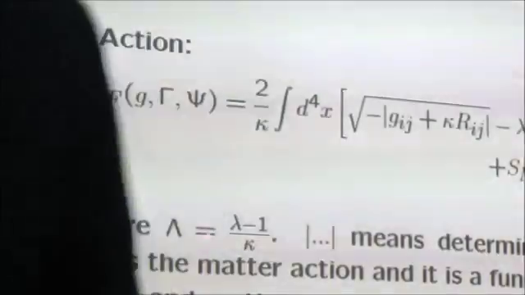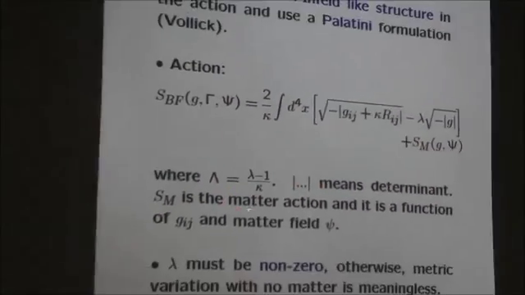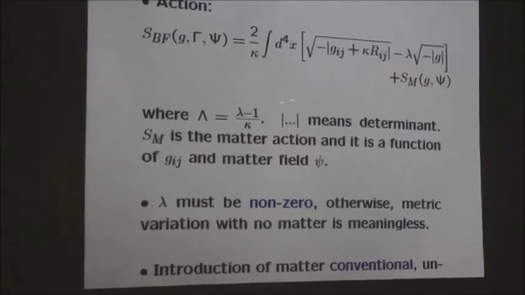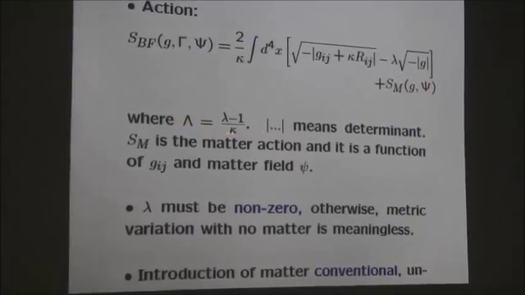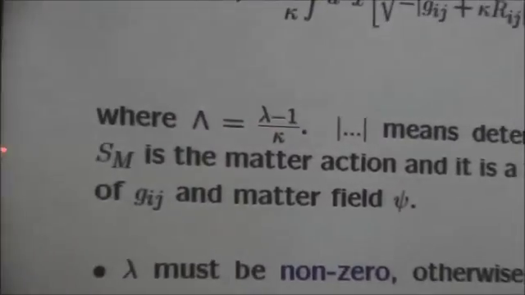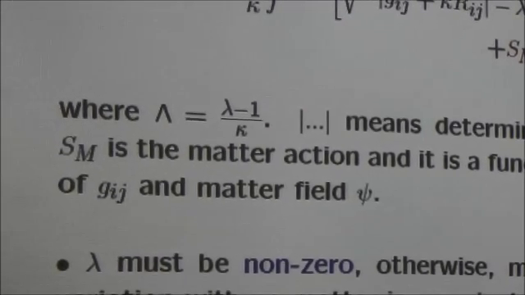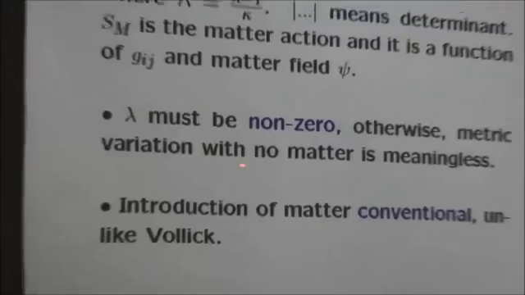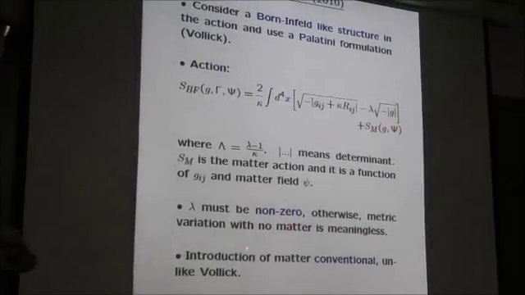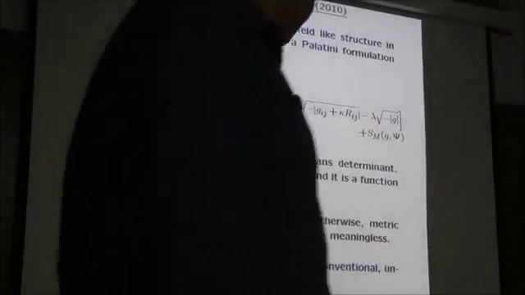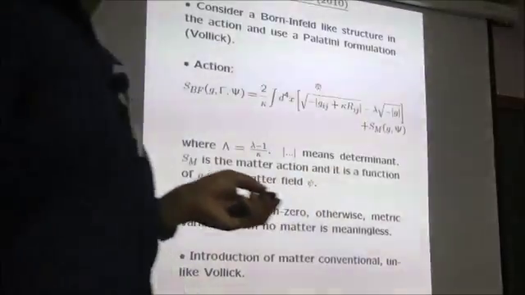Capital lambda is small lambda minus 1 by kappa. There is a constant over here, related to the cosmological constant and the kappa, and this means determinant and so on. So small lambda must be non-zero, otherwise metric variation with no matter is meaningless. And this introduction of matter is conventional, unlike what Vollick did.